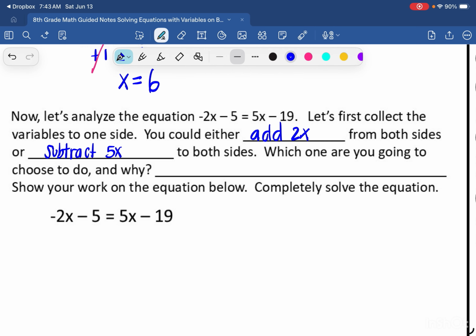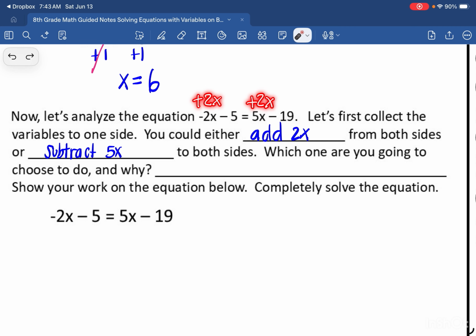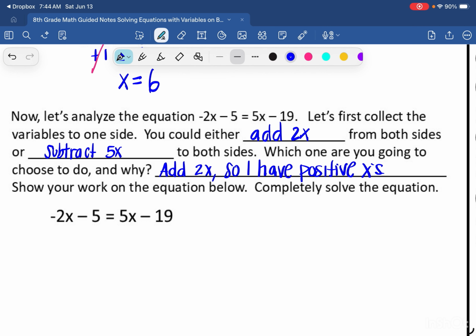Again, either one is correct. One might be a little bit easier as far as working with negatives. I'm going to choose to add 2x to both sides, so that gives me positive x's. If you want to do something different, if you want to subtract the 5x, that's okay as well. Show your work on the equation below and then completely solve it.